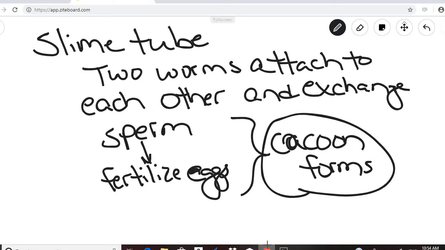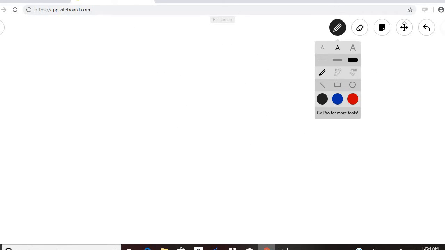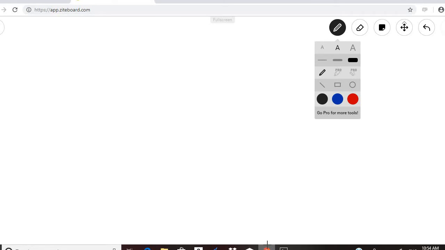When I said that they form this cocoon, it is actually formed around the clitellum. So remember I said that the clitellum was important for reproduction. That's because that cocoon will form around that. Okay, so I think that's all we are going to say about the earthworm. Let's quickly say a little bit about Platyhelminthes. This is the next phylum. When I listed the phyla that we're going to do, the next one is phylum Platyhelminthes.